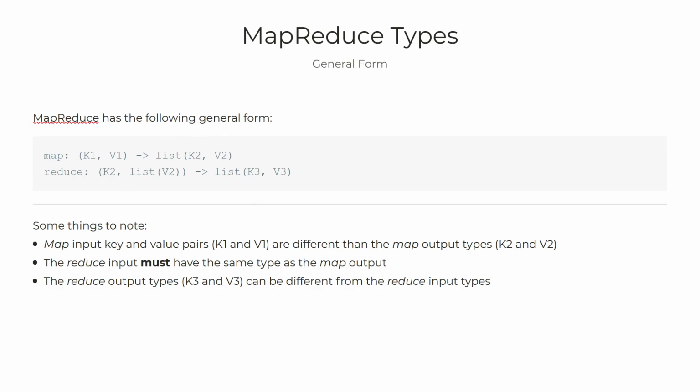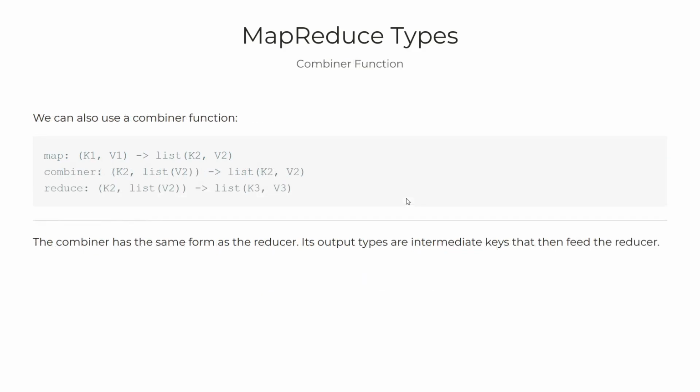Some things discussed before was that it's important to note that the map input key and value pairs, so K1 and V1, are different than the map output types, K2 and V2. Second, the reduce input has to have the same type as the map output. So reduce input has to match this map output when working together. Third, the reduce output types K3 and V3 can be different from the reduce input types. So these types don't have to be the same as you're going through.